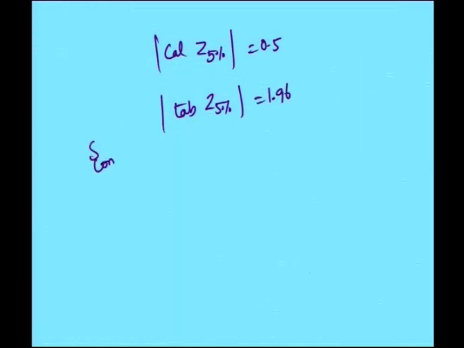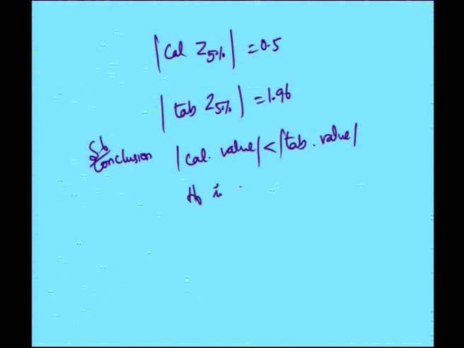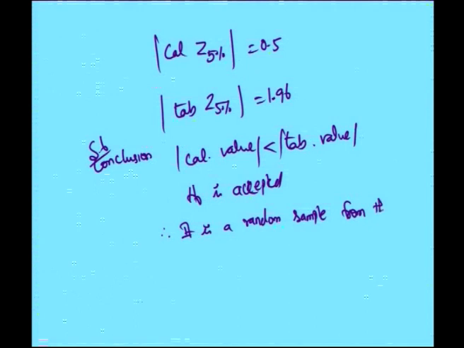And the conclusion, step 6, conclusion: the calculated value is less than the tabulated value. So, H naught is accepted. Therefore, it is a random sample from the population with SD 6.